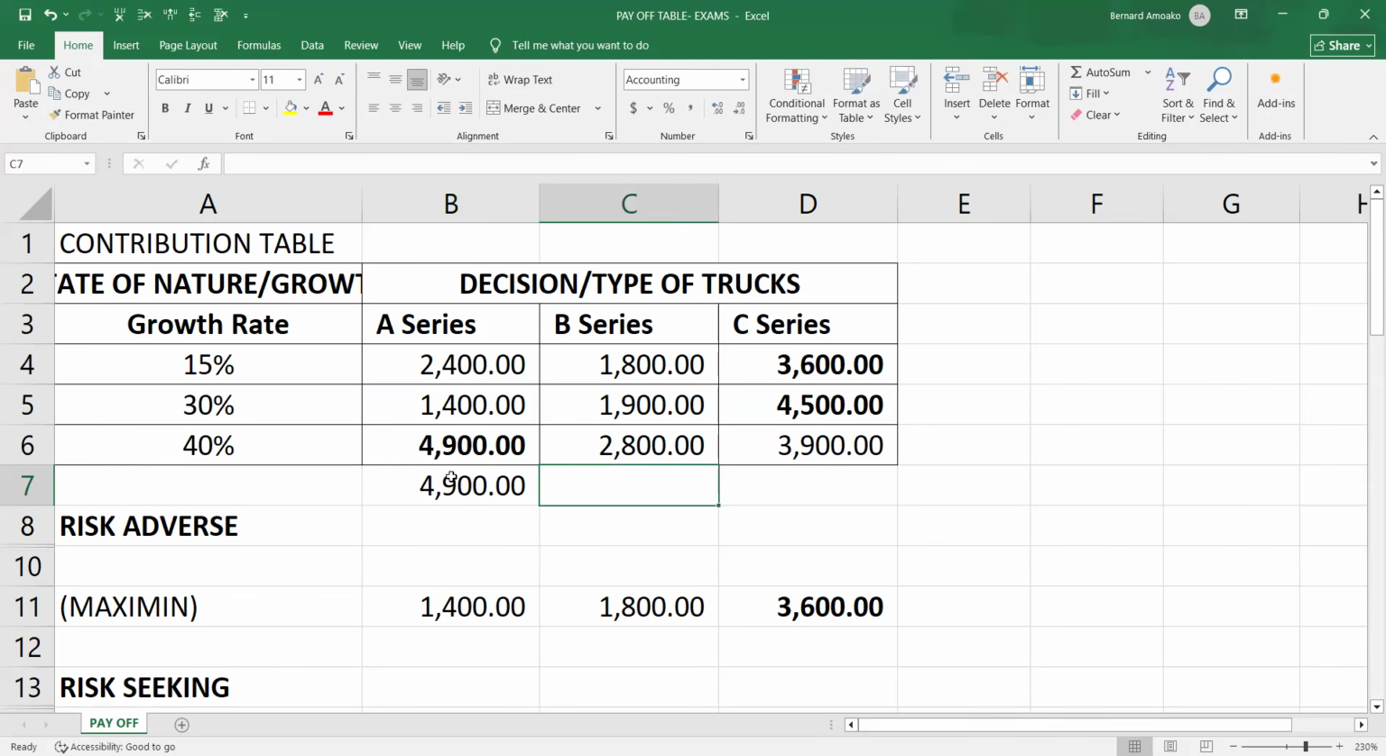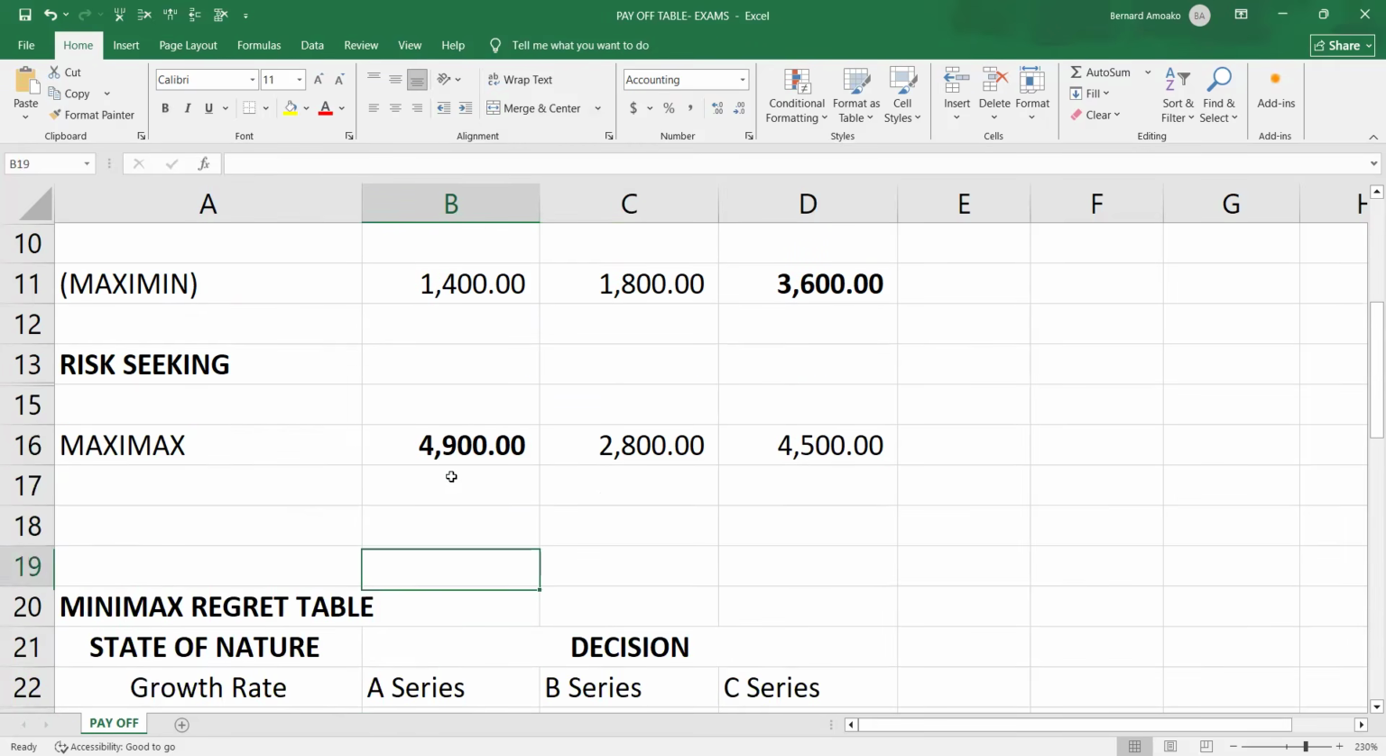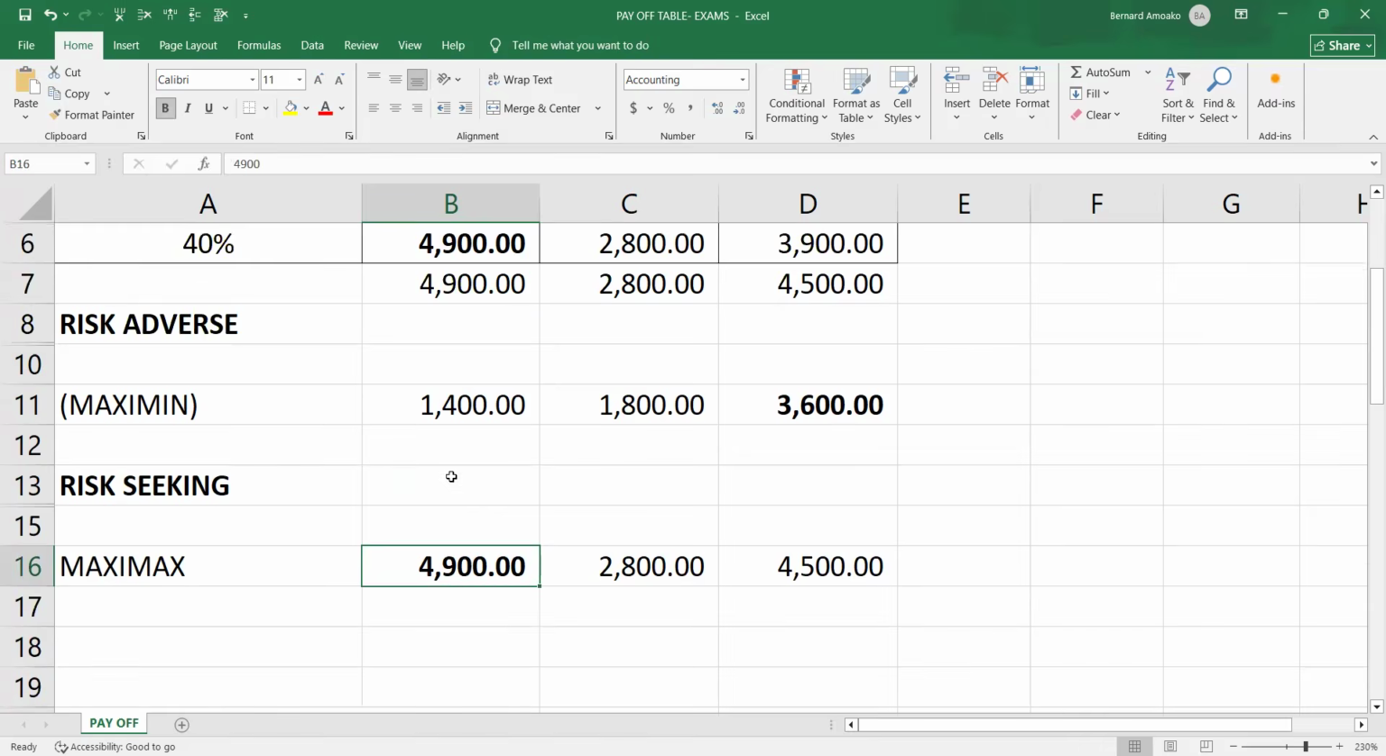Then under the B series, it is 2,800. Good. C series, 3,900, 4,500, sorry. So between 4,900, 2,800, and 4,500, which one do you think is what? 4,900, which is what? A what? Series. So when you come here, you see it here. A series.